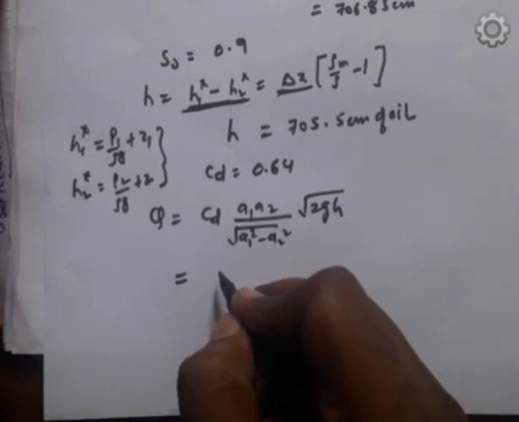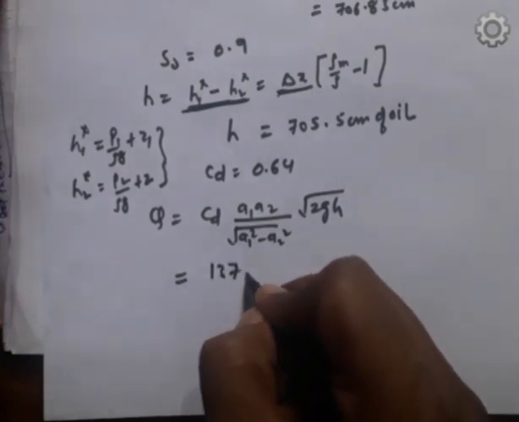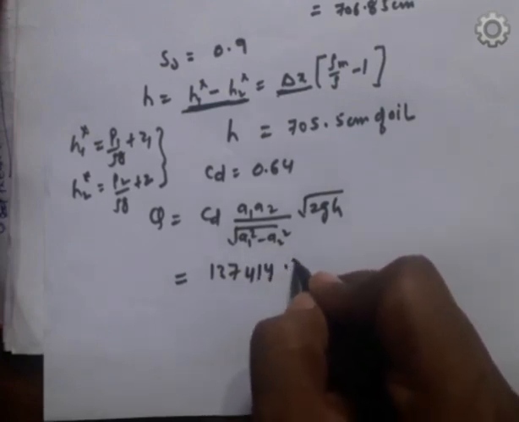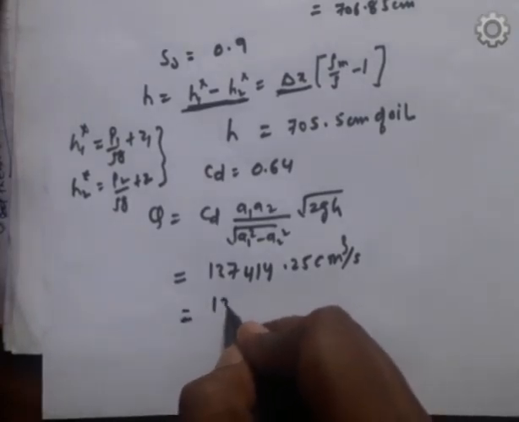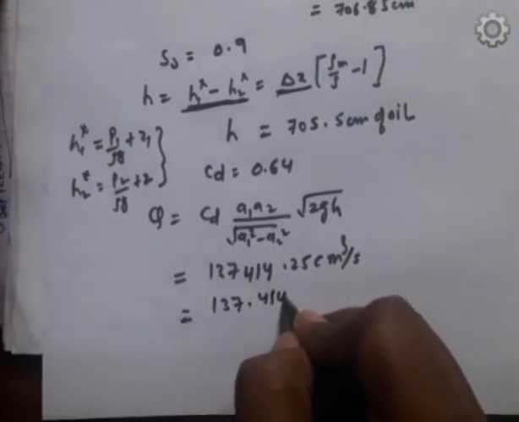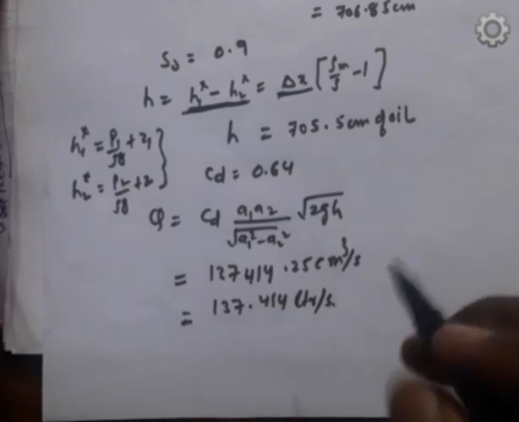discharge is equal to 137,414.25 centimeter cube per second, and in liters it is 137.414 liter per second. So it is a very simple problem.